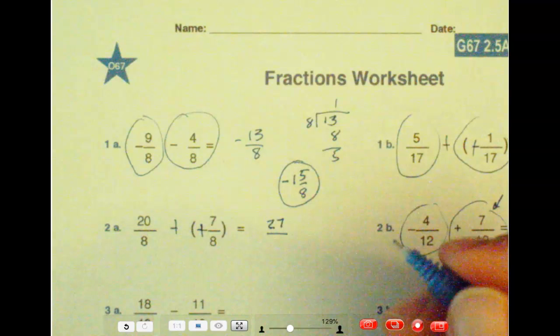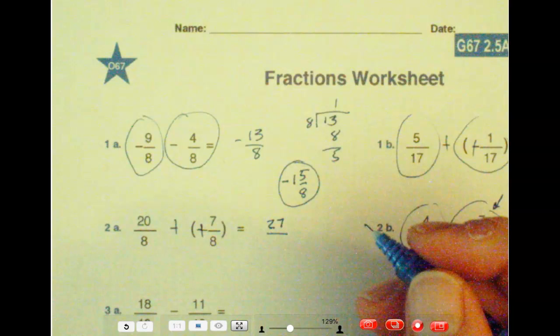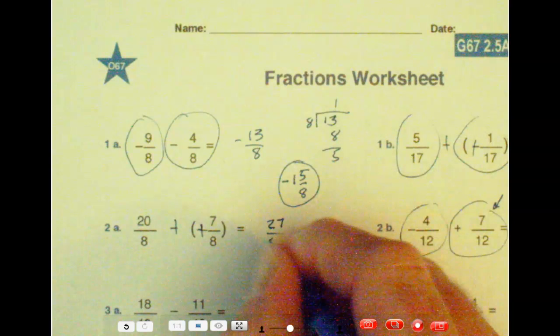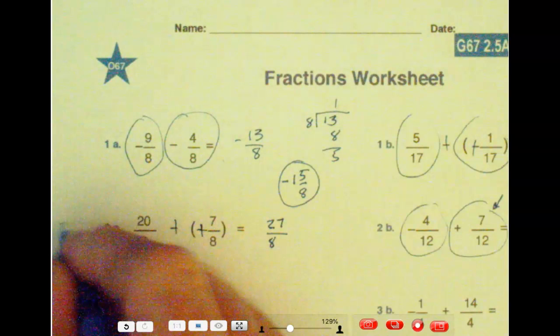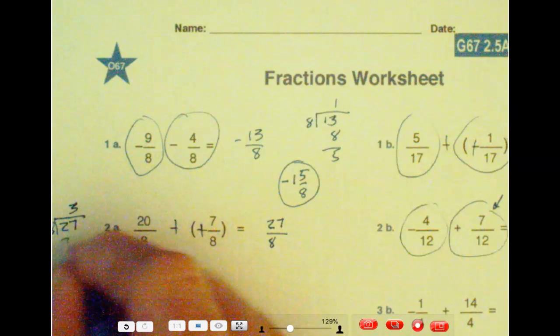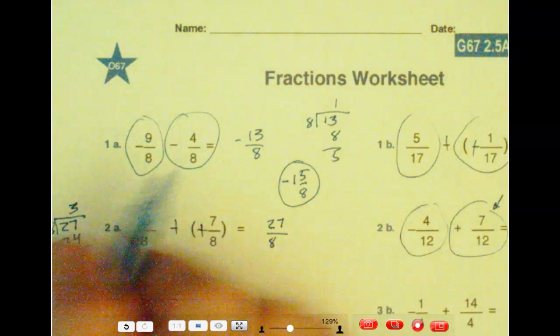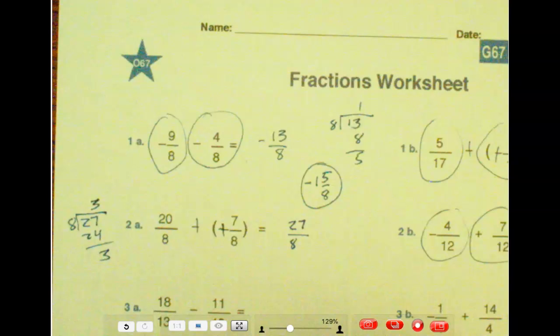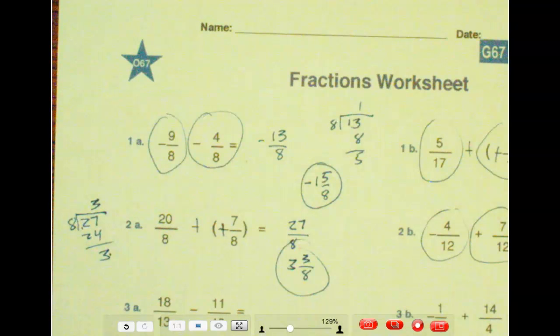Resist the urge to say 16ths. Yeah, I know, sometimes we want to add 8 and 8, but it's just 27/8. We don't add the denominators. So let's think about this over on the side here. 27 divided by 8 goes into 3 times. That's 24, and we've got 3 left over. So there's my answer. My answer is 3 3/8, and it is positive.